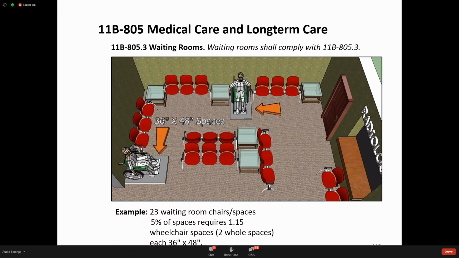And I would bet that in a lot of places, no offense to local building officials, they may not be dialed in on this, that this is one of the code requirements they should hold people accountable to. You'd have to do the math on how many chairs we have in our furniture layout. In this example, we have 23, and 5% of 23 would be 1.15, or 2 whole spaces. You need to demonstrate, like I've got with the orange arrows, a spot for 2 separate wheelchair users.